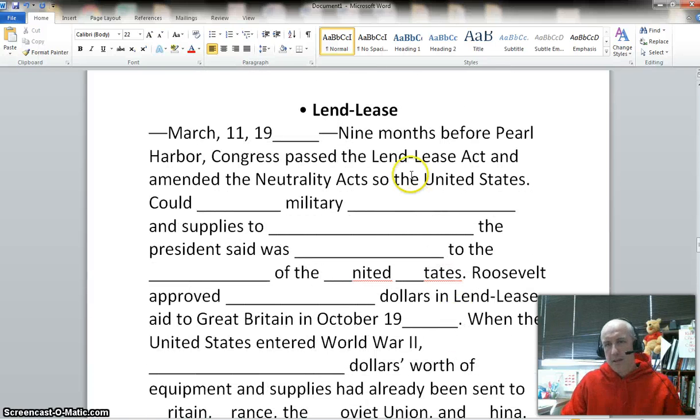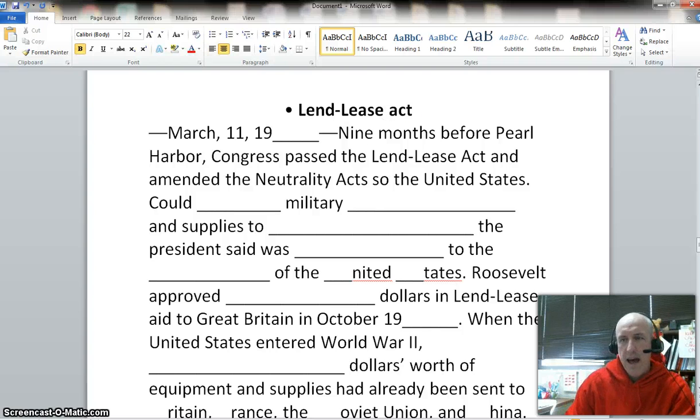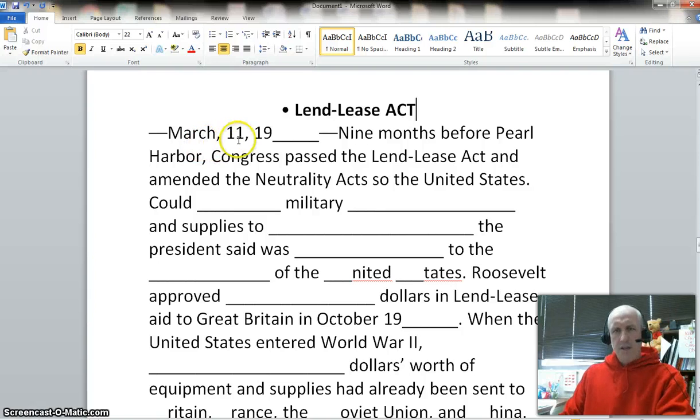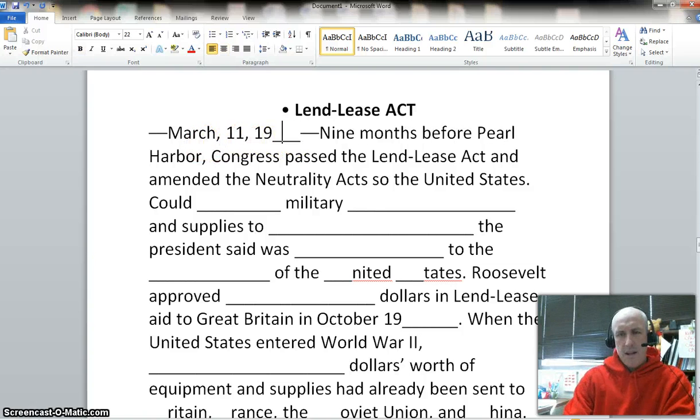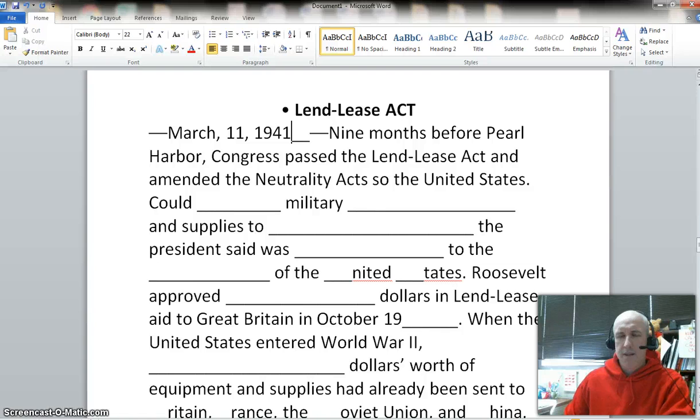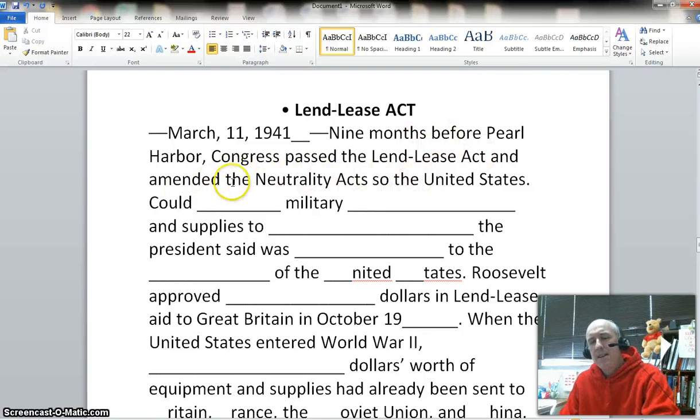The first one is the Lend-Lease Act. All right, here we go. The date is March 11th, 1941, just a few months before Pearl Harbor. Nine months exactly before Pearl Harbor, Congress passed the Lend-Lease Act and amended the Neutrality Act. Remember, we were neutral. We're going to change it up so that the United States could, what are we going to be able to do?